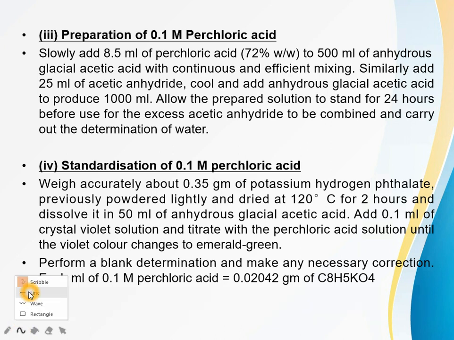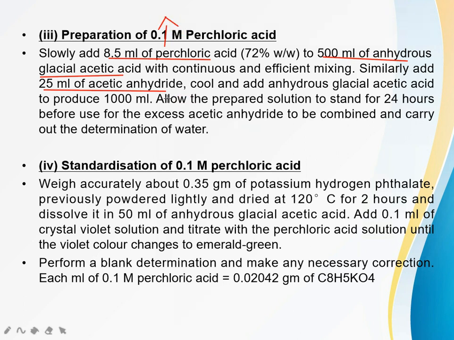In the preparation part, you have to take 8.5 ml of perchloric acid and mix with 500 ml of anhydrous glacial acetic acid. After mixing, you have to stir effectively. Then into this 500 ml of solution, you have to add 25 ml of acetic anhydride. What is the purpose of acetic anhydride? Acetic anhydride is added to remove any moisture present in the perchloric acid. We can remove it by using the acetic anhydride.